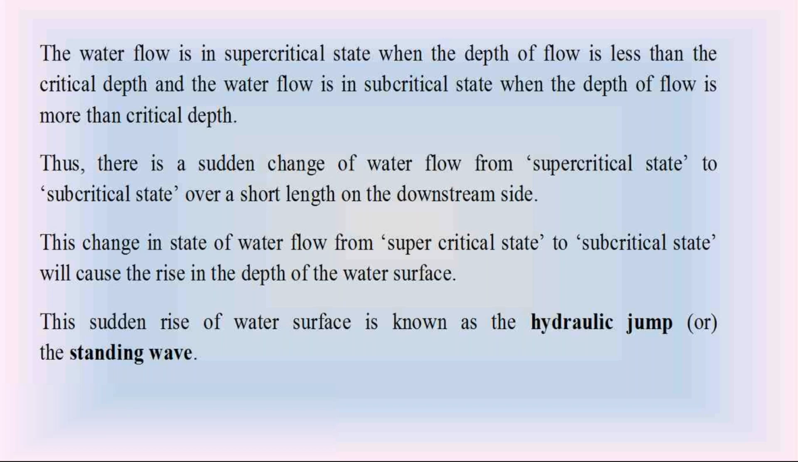So either in spillways or in sluice gates, when the water flow condition changes from supercritical to subcritical condition, there is a rise in the water level over a short length. A sharp rise in the water depth over a short length is called the hydraulic jump in the canal, or the standing wave in the canal. So the sudden rise in the water surface, or the sudden increase in the depth of water flow in an open channel, is called a hydraulic jump or standing wave. This is the main reason for the formation of a hydraulic jump.